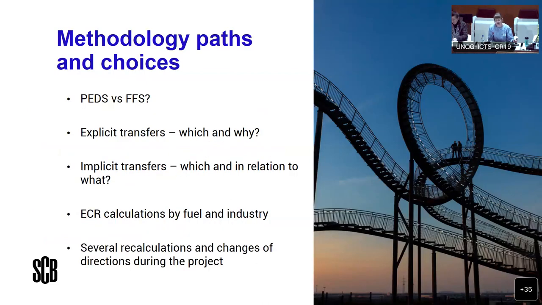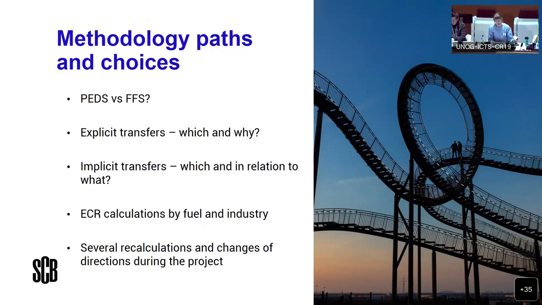So during this project, we have tested several data sources and recalculated the time series many, many times. I've listed some of the issues that we struggled a bit with throughout this project. First of all, PEDs, potentially environmentally damaging subsidies, is quite a broad terminology. It could be anything damaging to the environment, but we have just looked at fossil fuel subsidies.